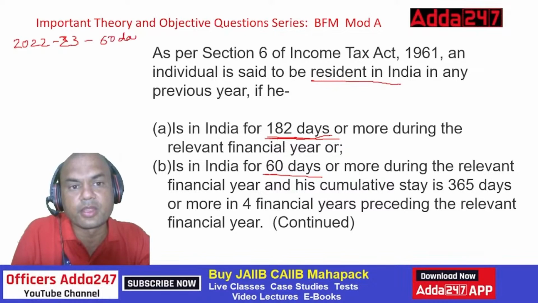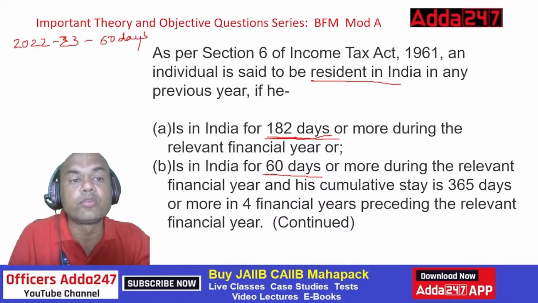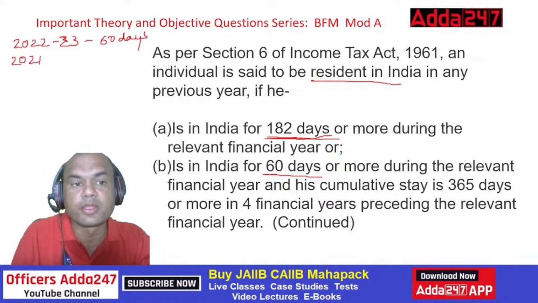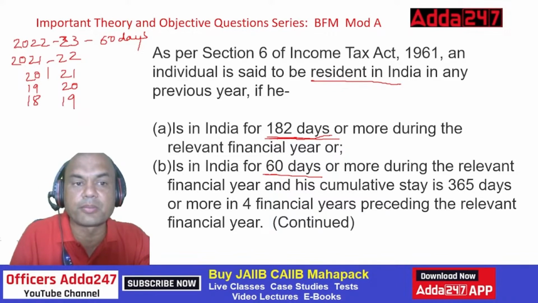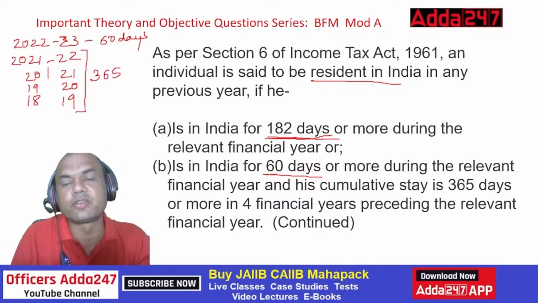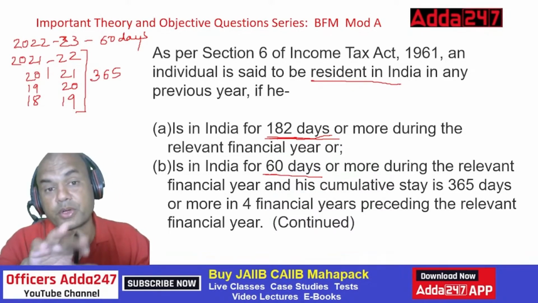This is difficult to understand. And for the remaining 4 years, earlier 4 years means 2021-22, 2020-21, 2019-20, and the last one is 2018-19. These 4 years, look at this: 4 financial years preceding the relevant financial year. Preceding means back. So during these 4 years, this person should have a total stay of 365 days. Then only that person will be called a resident. So these are the 2 important criteria.